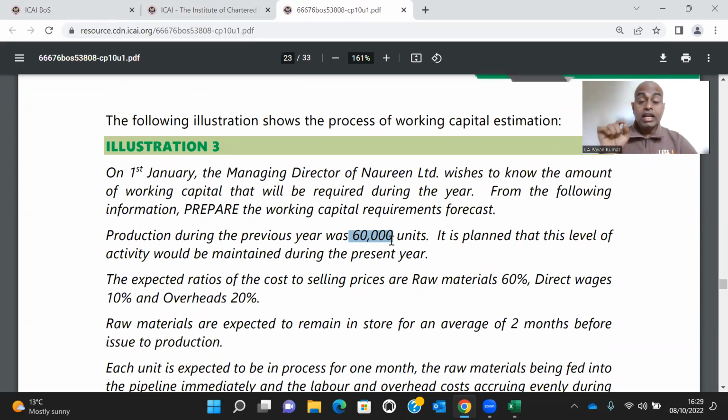But in the question, if they say production during the previous year was 60,000, and the company is expecting an increase of 25% of sales in the future, then you will take 60,000 plus 25%. You understand? But they did not mention anything, so we'll take only 60,000.